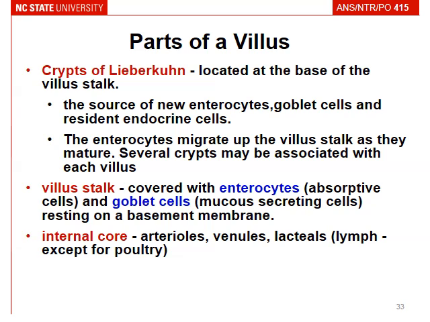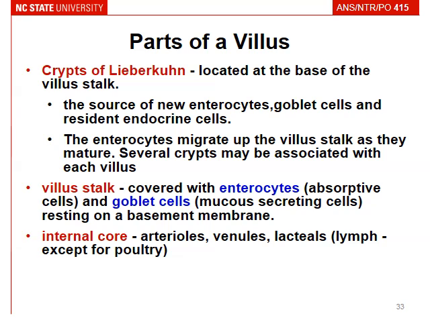And next we have the villus stalk. So these are covered with enterocytes, which are the absorptive cells. They are not fully mature when they are at the villus stalk. We also have goblet cells reside there, and as I mentioned before, goblet cells are the mucus-secreting cells. They rest on the basement membrane.